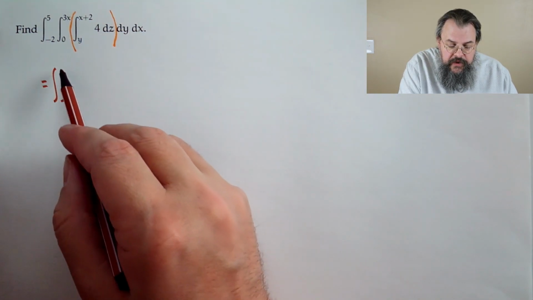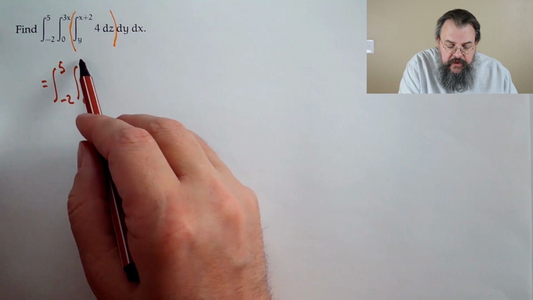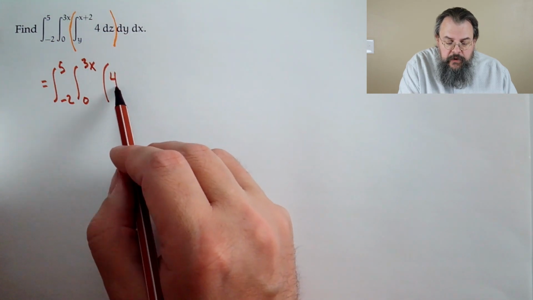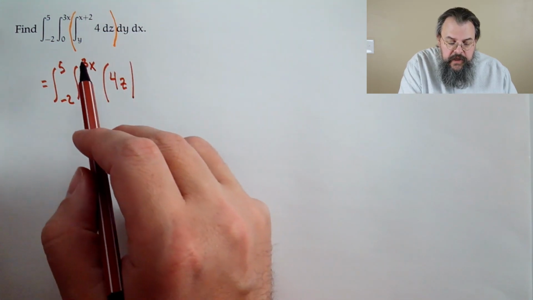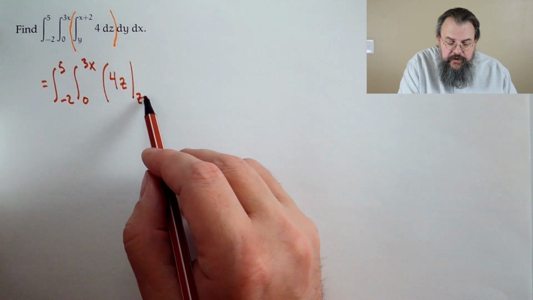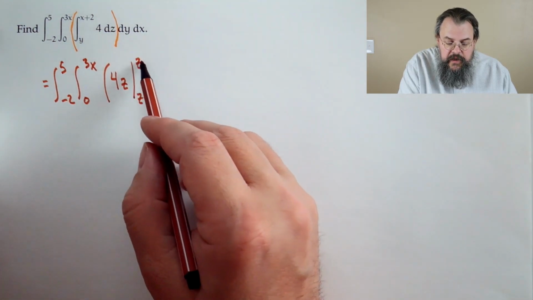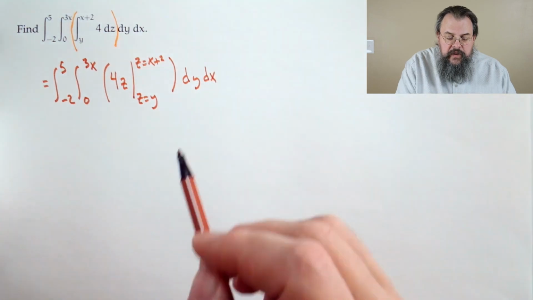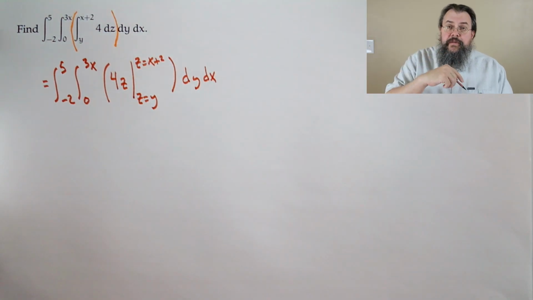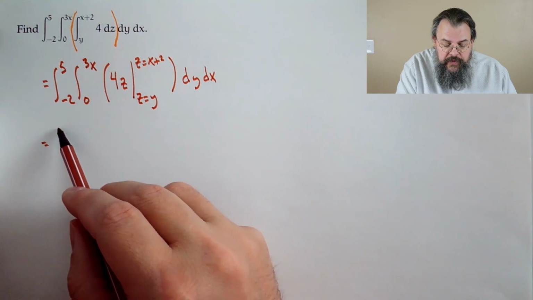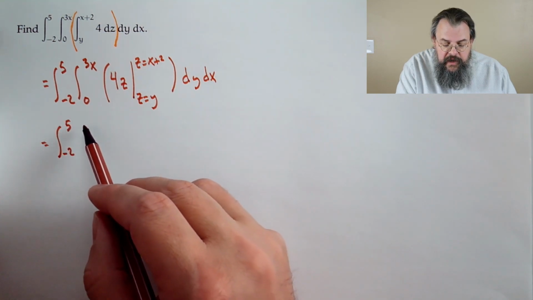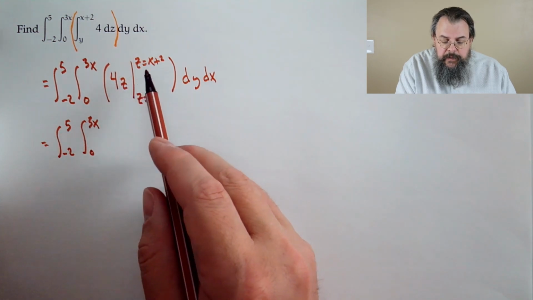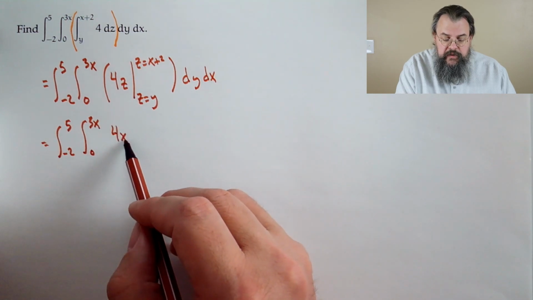Well, we still have our outer 2 layers, so we're going to keep those there. -2 to 5, 0 to 3x, and then the integral with respect to z. The bounds here are z bounds, so it's good to remind ourselves: z equals y to z equals x plus 2. And then dy dx. So we integrate, then we evaluate. That would be, going from -2 to 5, 0 up to 3x of 4 times x plus 2, which you can write as 4x plus 8.